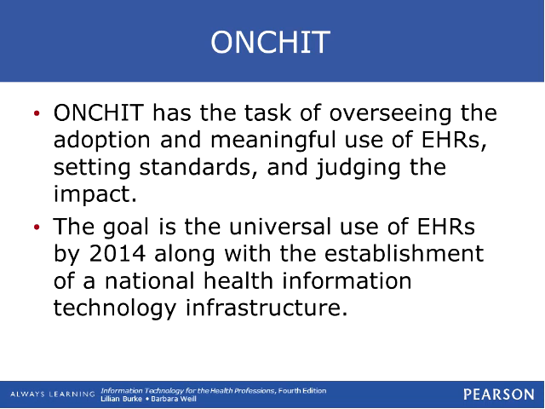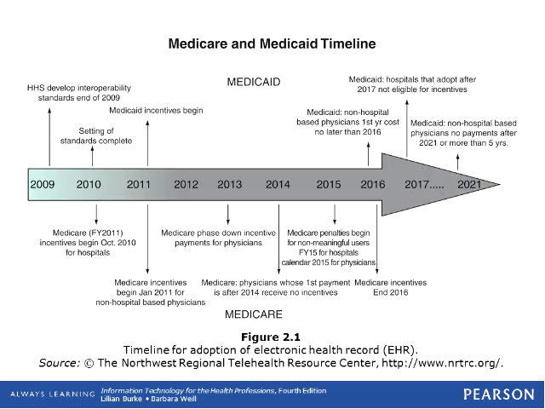ONCHIT has the task of overseeing the adoption and meaningful use of electronic health records, setting those standards, and judging the impact. So they have to measure the outcome. The goal is the universal use of EHRs by 2014, along with establishment of a health information technology infrastructure. And again, it's 2016 instead of 2014, and we are almost there. We are probably 80% invested into the use of electronic health records.